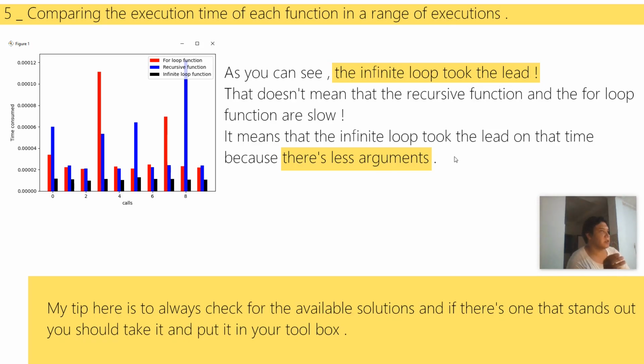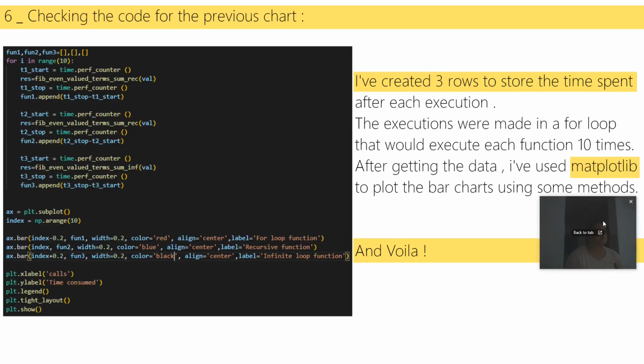That doesn't mean that the recursive function and the for loop function are slow, okay? It means that the infinite loop took the lead this time because there are fewer arguments, okay? So this is one of the reasons why the infinite loop took the lead. So my tip here is to always check for available solutions, and if there is one that stands out, you should take it and put it in your toolbox.